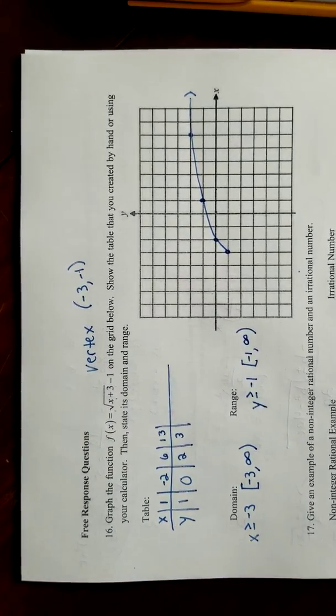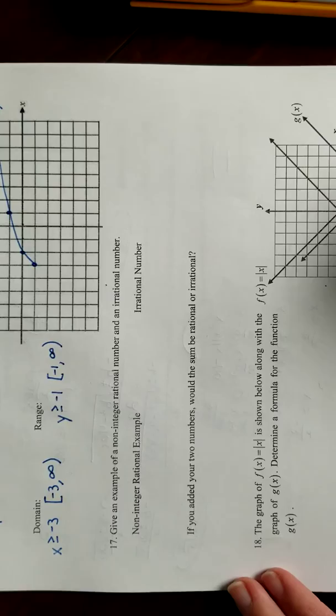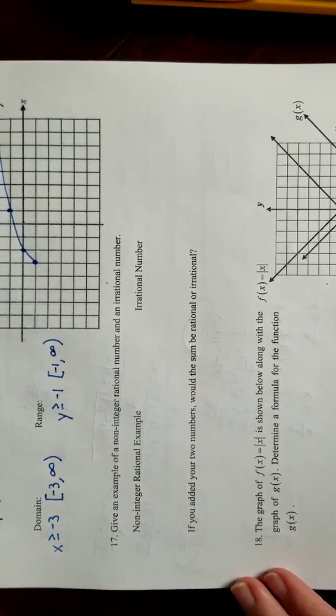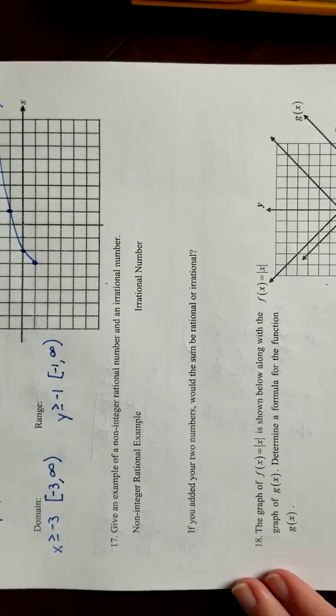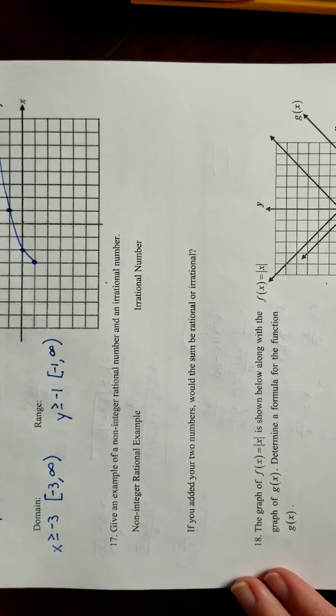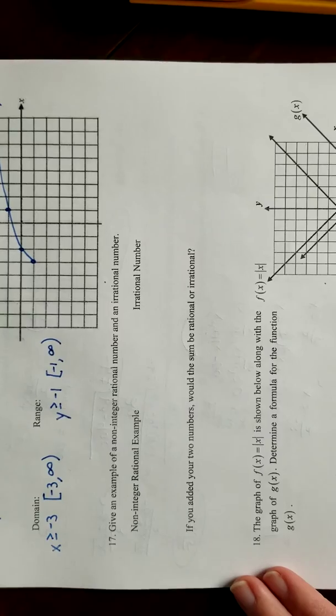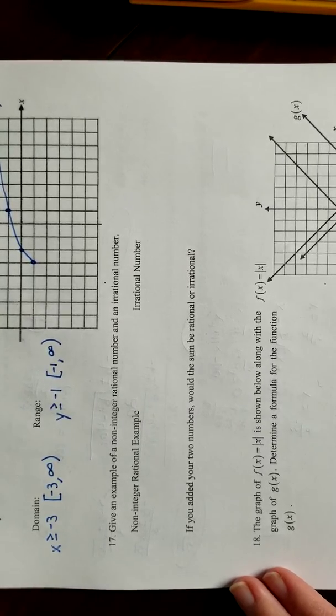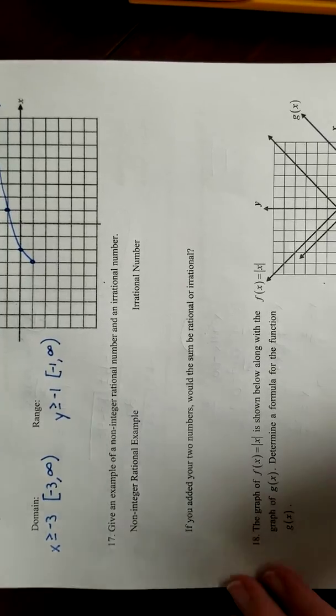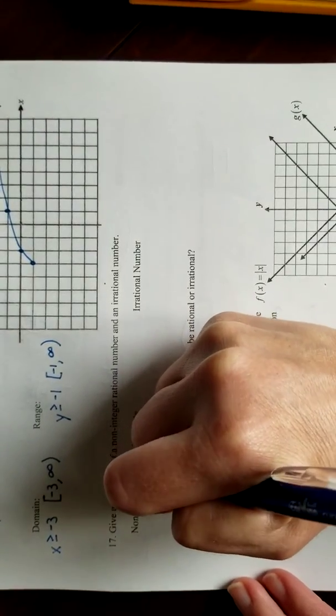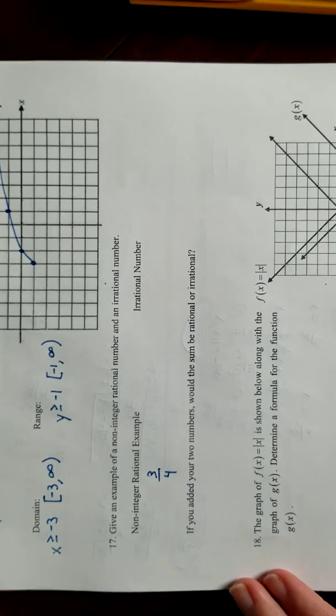17. Give an example of a non-integer rational number and an irrational number. Okay, so a non-integer rational number. Rational means it's got to be a fraction. Non-integer is basically telling me to come up with a fraction. So I'm going to go with 3/4 there.